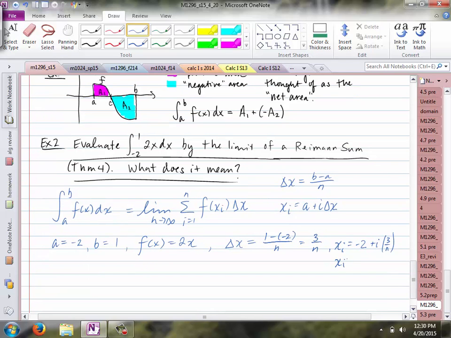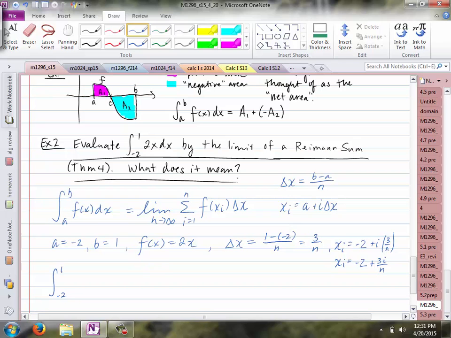So x sub i is a little more complicated here than it was in example 1. And it turns out that makes this problem more of a pain. Pretty significant added pain factor here when a is not 0. Just a heads up. So now I can go ahead and write this.